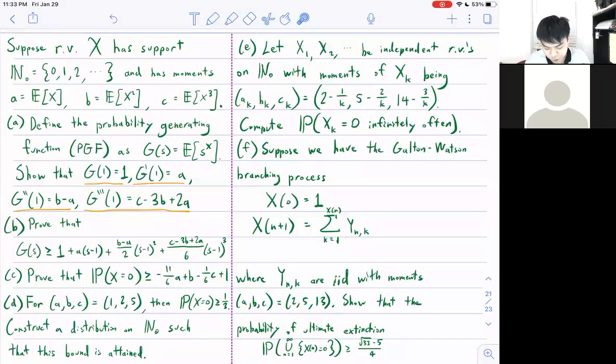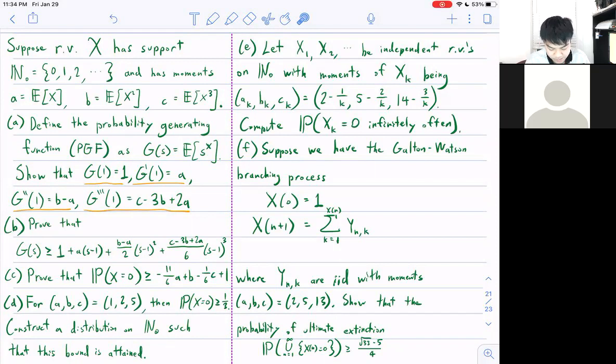The first question asks to show these four properties: that the function g evaluated at 1 equals 1, its derivative evaluated at 1 equals a, its second derivative evaluated at 1 equals b minus a, and its third derivative evaluated at 1 equals c minus b plus 2a. If you haven't been introduced to probability generating functions, this might seem a bit foreign, but the actual manipulation of this expression is pretty cool. If you're familiar with combinatorics, the idea of generating functions might already be familiar. The probability generating function works the same way in that it generates probabilities.